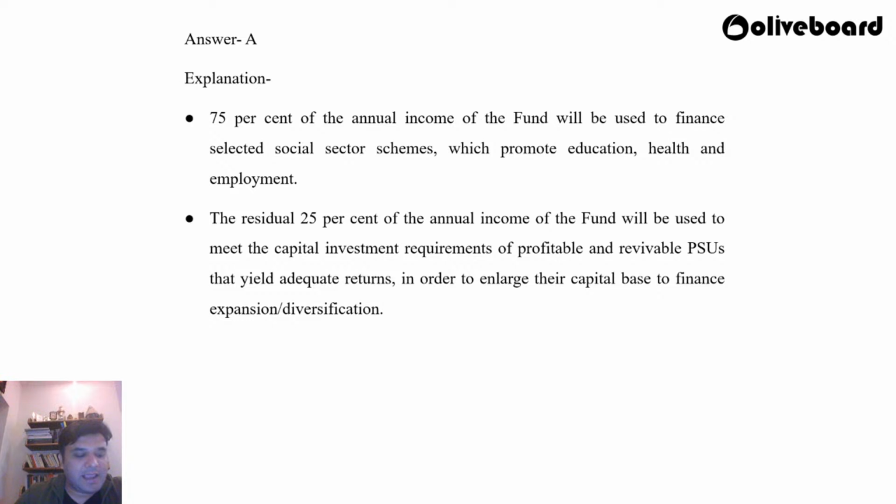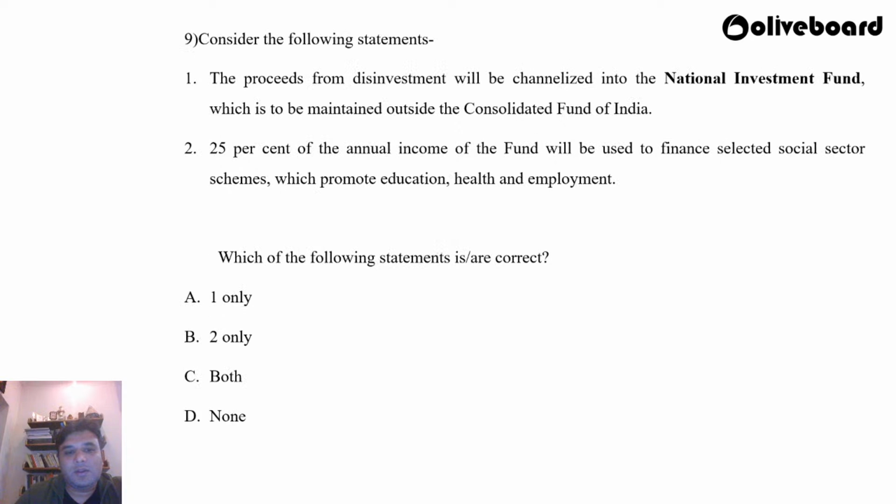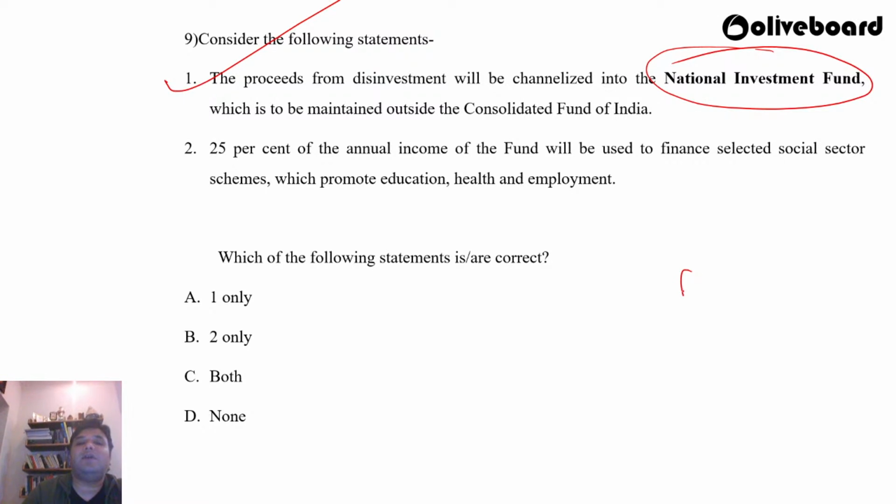The correct answer is A. Ishita, you're correct. Parshuram, you're correct. Okay, you've given the correct answer. Statement 1 only is the correct answer. This is a factually correct statement. What is factually correct? That the proceeds from the disinvestment will be channelized into NIF, which is to be maintained outside the Consolidated Fund of India.